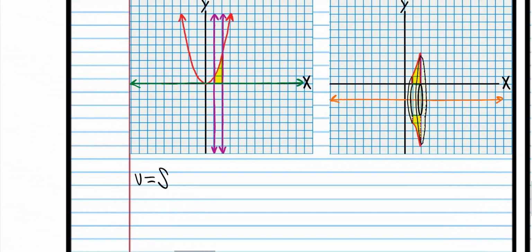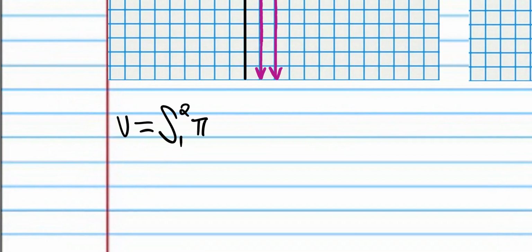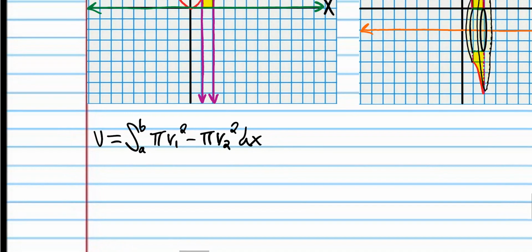And let's find the volume. We're going to use the washer method. So we're going to find the integral from 1 to 2. Looks like that's going to be our limits of integration. And it's going to be pi r1 squared minus pi times r2 squared. And maybe I'll just write that as the general formula there.